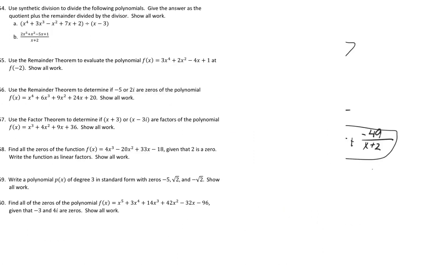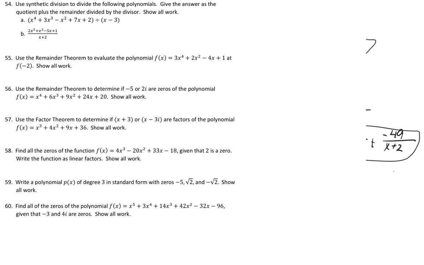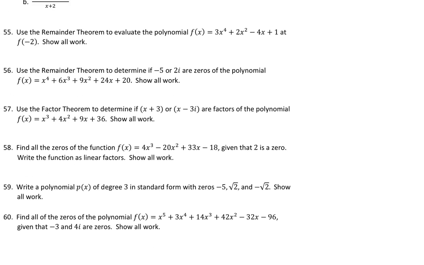Okay, so now doing number 55, use the remainder theorem to evaluate the polynomial f of x equals 3x to the fourth plus 2x squared minus 4x plus 1 at f of negative 2, show all work. So what the remainder theorem is talking about, and it's really cool, is that if you do synthetic division with negative 2 on this whole thing, so it's going to be 3, there's no x cubed, so it's going to be 0, 2, minus 4, 1. Whatever we get right here, which is our remainder, is going to be the same thing as if we just plug negative 2 into this. And that's what the remainder theorem is saying.